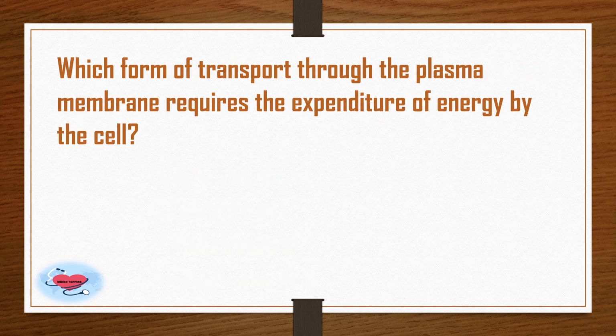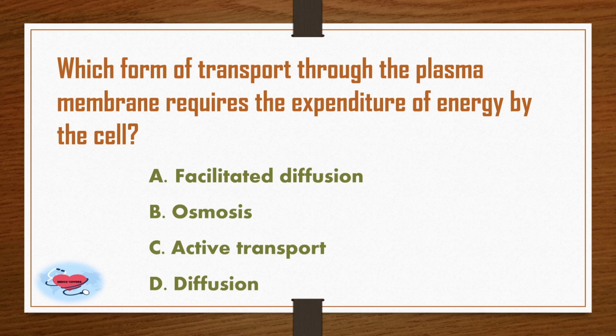Which form of transport through the plasma membrane requires the expenditure of energy by the cell? Options: facilitated diffusion, osmosis, active transport, or diffusion. And the answer is option C, active transport. The term active implies using energy to move a molecule against its concentration gradient, while the other processes all are passive.